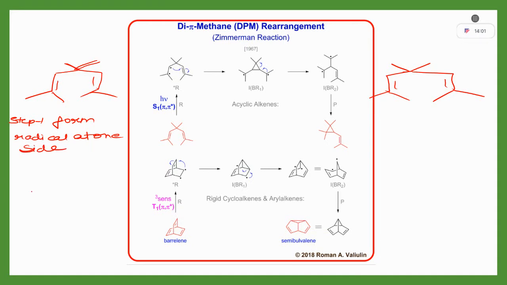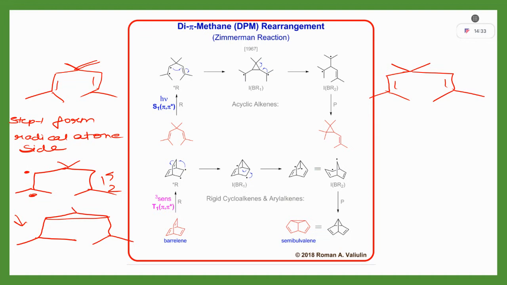Since this is a symmetrical system, it is easy. Okay, so you have formed a radical at one side. Now, what you have to do is this side can also undergo formation of radicals, right? So what will it form? Yes or no? It can form this.